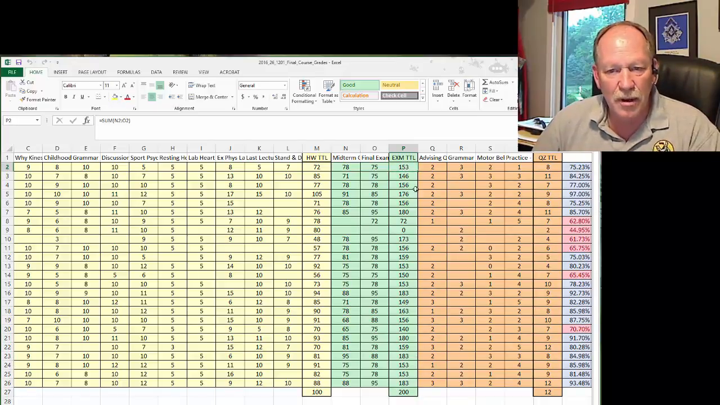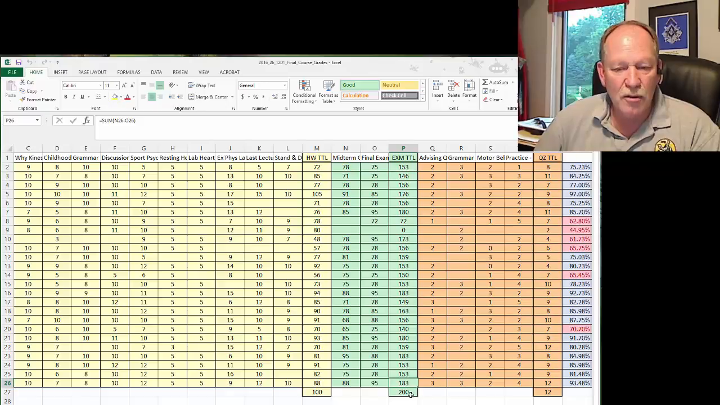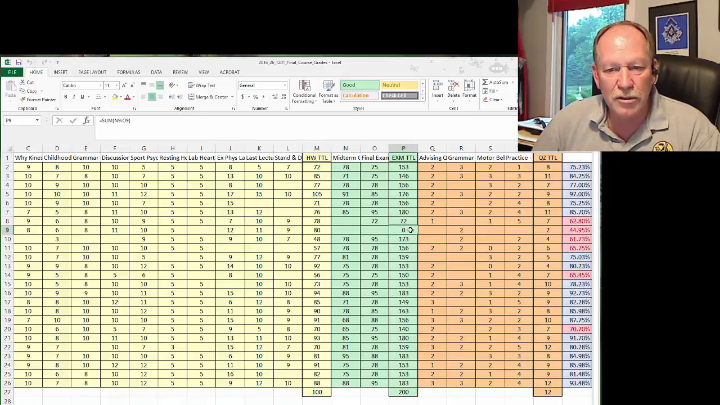If you took this number and divided it by 2, like this 153 here would be 76.5. That would be your percentage for your whole exam. And if you look at that, that looks about right. Down here, this 183 would be about a 91.5. Obviously, 0 divided by 200 is still 0. This 180 is 90. This 153 is about 76.5, etc. But anyway, bottom line is this is your exam total. You divide that by 2 to get your percentage.